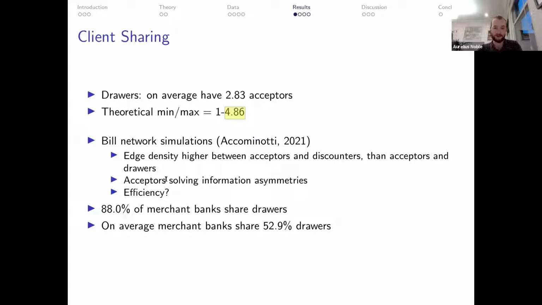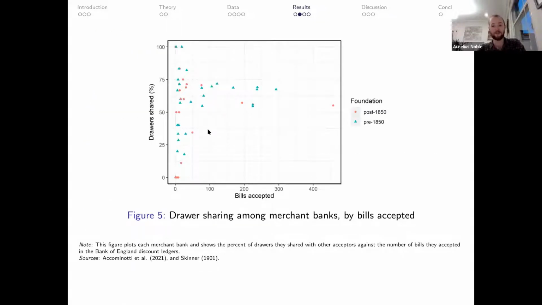And I think this view is perhaps even more apparent if we look from the perspective of the acceptor. We see that 88% of merchant bankers are sharing drawers with other acceptors, and on average more than half, 52.9%, of the drawers of those merchant banks are actually shared with other acceptors. I think it's particularly interesting to note that this doesn't fall along the lines of that aristocratic versus newer immigrant dichotomy that is given in the literature. We actually see that client sharing permeates the sector pretty broadly and is equally prevalent amongst the newer and older generation of merchant banks.